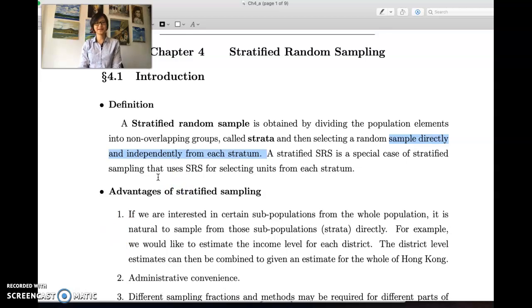Hi guys, welcome back to Sample Survey Methods. In these two coming weeks, we will move on to Chapter 4, Stratified Random Sampling.